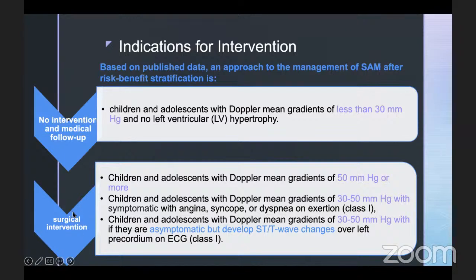There is a surgical indication for children and adolescents with a Doppler mean gradient of 50 or more, or a Doppler mean gradient of 30 to 50 with symptomatic angina, syncope, or dyspnea on exertion. It's a class one indication for surgery. If the child or adolescent with a Doppler mean gradient of 30 to 50 is asymptomatic but develops ST and T wave changes over the left precordium on ECG, it is a class one indication for surgical intervention.